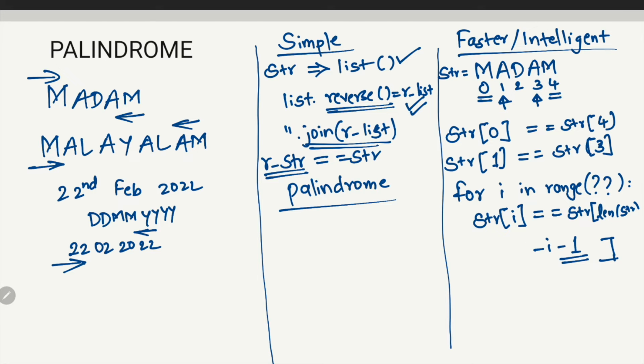If at any point we find that this comparison fails, we can just break the for loop and say that the given string is not a palindrome. So let us now see how we can solve this.